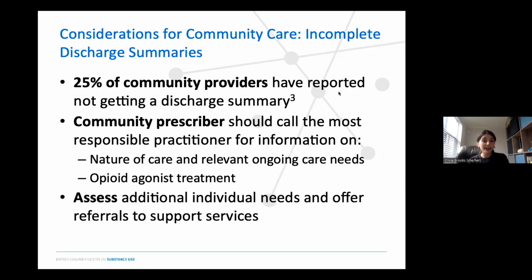In terms of the actual success of translating this information to community, we're kind of so-so. A survey in Canada showed that 25% of community providers did not get a discharge summary when their patients were discharged from hospital, which is not ideal. But there are things that you can do as the community provider. You can always call the inpatient team, even if it's not the person who saw your patient, to find out, what do I need to know? What happened in hospital? When was their last dose of OAT, and what was that dose? Those are all totally appropriate things to ask, and things that you need to know in order to care for this person going forward.